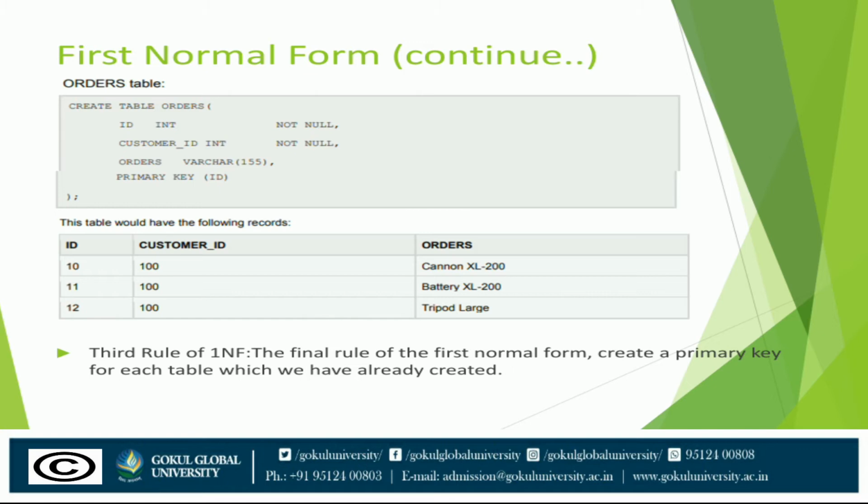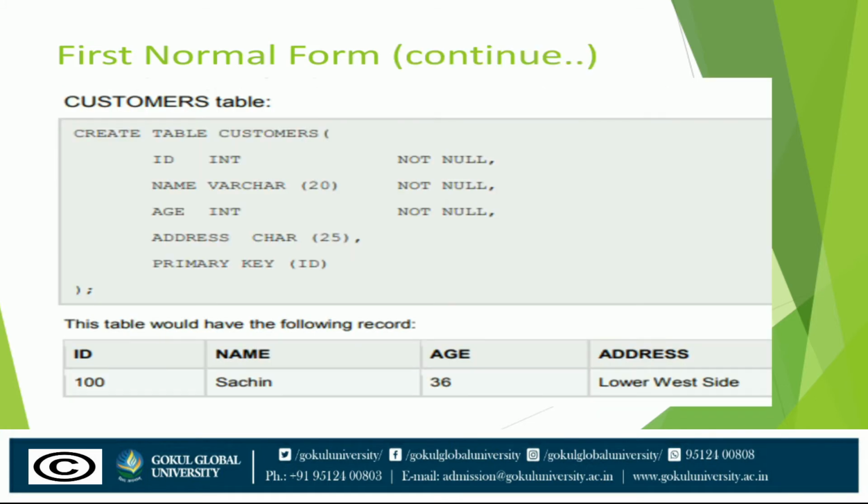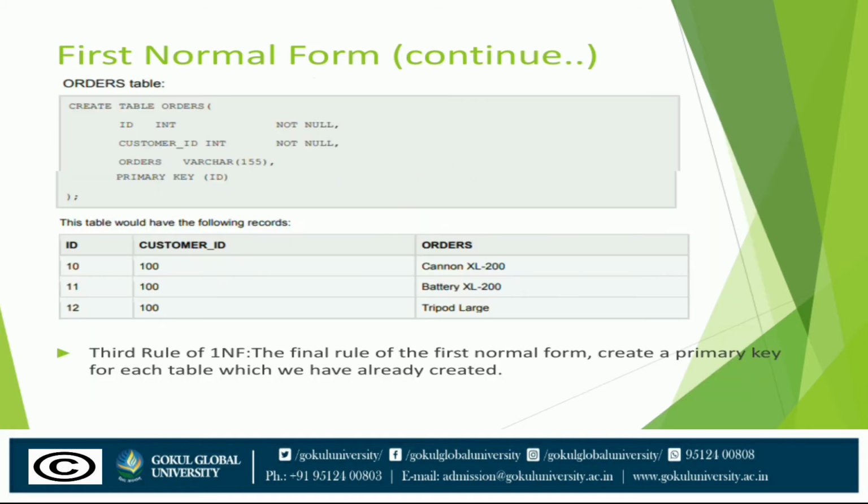Now the third rule of 1NF is the final rule of the first normal form: create a primary key for each table. As we have already seen in our first table, we already created the primary keys. ID is considered as a primary key in the customer table. And here in the order table, ID is also considered as a primary key.